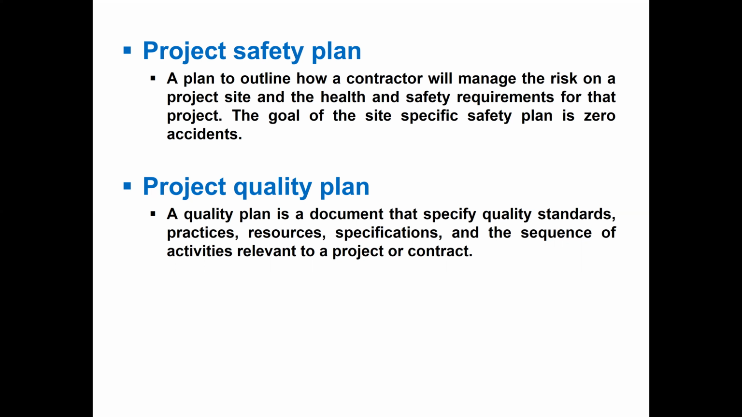Next, we are going to discuss the project quality plan. A quality plan is a document that specifies quality standards, practices, resources, specifications, and the sequence of activities relevant to the project or contract. For the quality plan, we need to make sure of quality assurance and quality control of the project. For that, maybe we should have a lab on site where we could do tests, always doing the concrete test. We should pour cubes or cylinders and then test those cubes for concrete, and similarly test other materials, following the specifications.